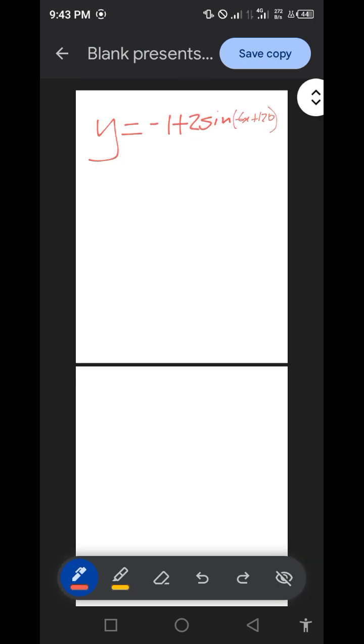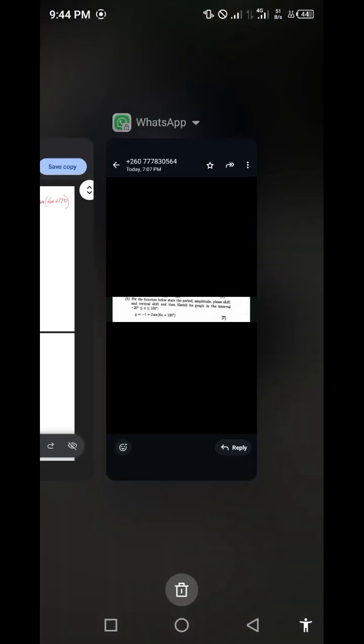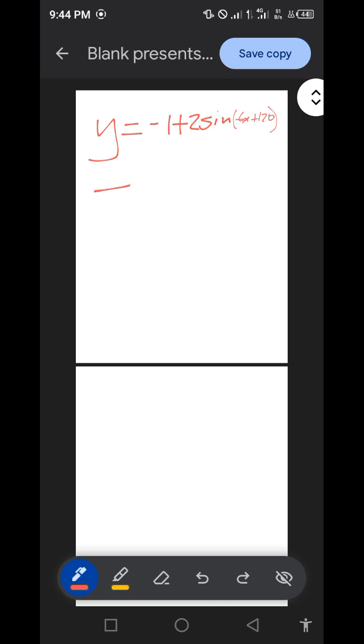So now, to address the first part of the question, we find the period, amplitude, phase shift, and vertical shift. So period is given by T equals 2 pi. We can use 360 over modulus of b.